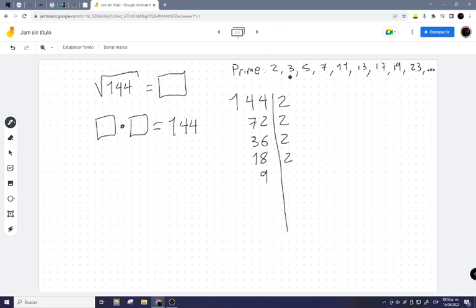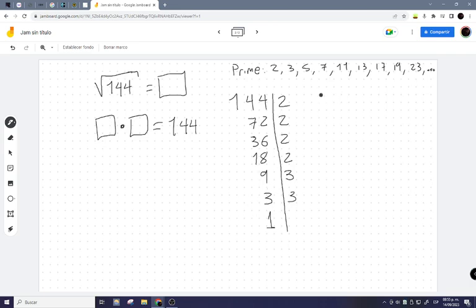So we continue with the 3. Can 9 be divided by 3? Yes. And the result is 3. Can 3 be divided by 3? We don't need to check again with the 2 because if it doesn't work one time, it will not work again. Okay, so we continue with the 3 again. Yes, 3 divided by 3 is 1. And that means that we finish the process.